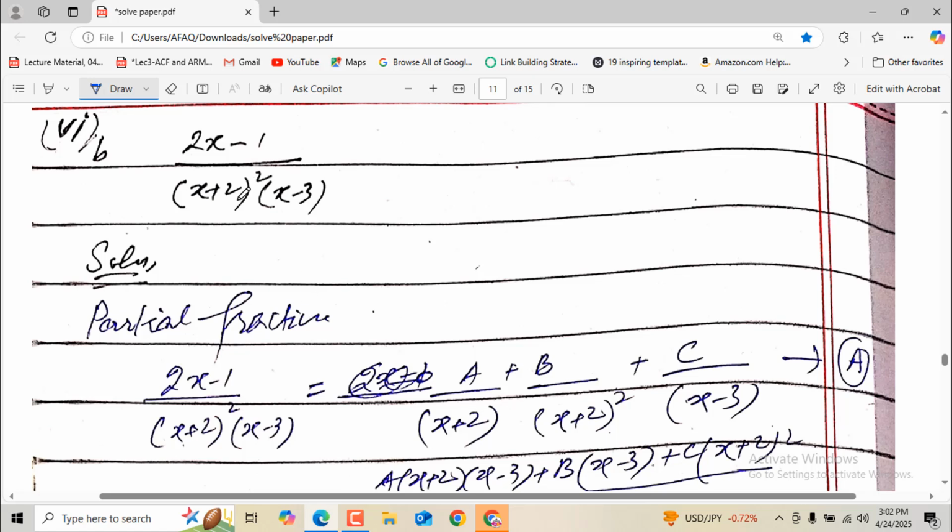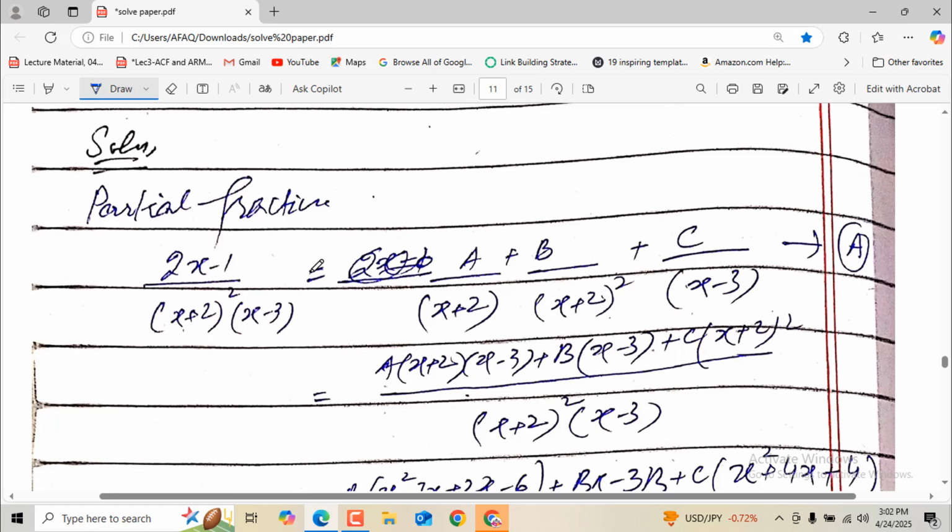(2x - 1) divided by (x + 2) raised to power 2 into (x - 3). We have to find the partial fraction. So (2x - 1) divided by (x + 2)^2 (x - 3) is equal to A divided by (x + 2) plus B over (x + 2)^2 plus C over (x - 3). We call it equation A.